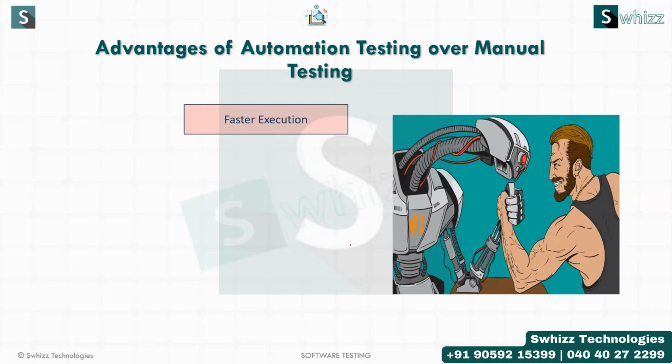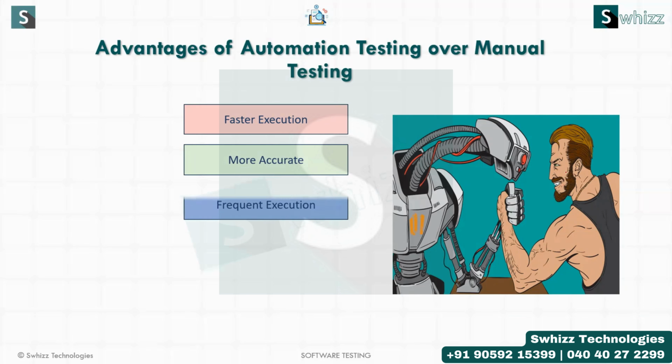Automation testing over manual means faster execution, because a machine will execute the same test case which is executed by a man, very fast. And we can expect more accuracy, because the tool is not committing any mistakes like a human does. And frequent execution is also possible.